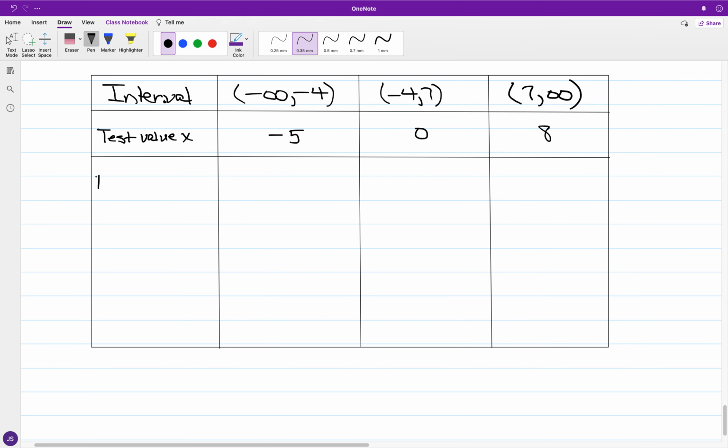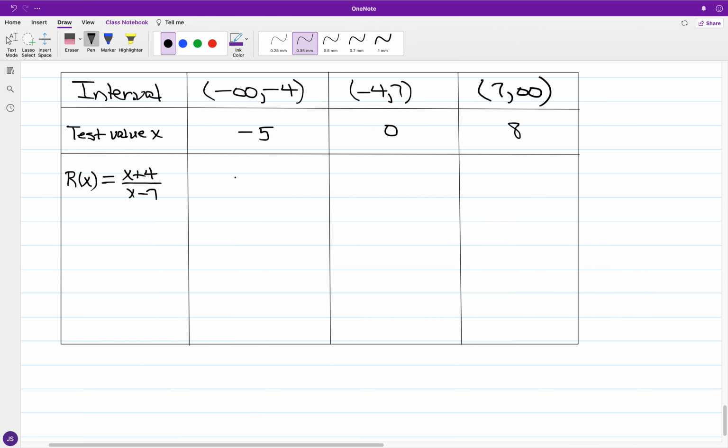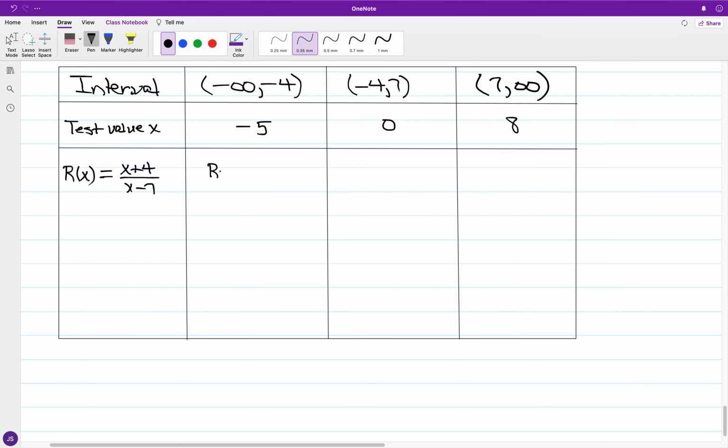Again, we have the rational function. So again, we have x plus 4 over x minus 7. So we have an r of negative 5. Negative 5 plus 4 is negative 1. Negative 5 minus 7 is negative 12. And a negative over a negative becomes a positive. So the output will have a positive 1/12.